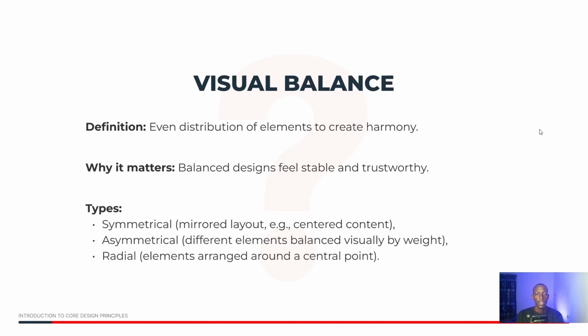Now, the third thing in design principles, we've seen hierarchy, we've seen spacing, is visual balance. There is a need for visual balance when we are designing as designers, especially product designers, because if the elements we put together for these designs, the screens we design, are not balanced, they will not be readable. Viewers will have issues digesting the information that is there. So visual balance is an even distribution of elements to create harmony.